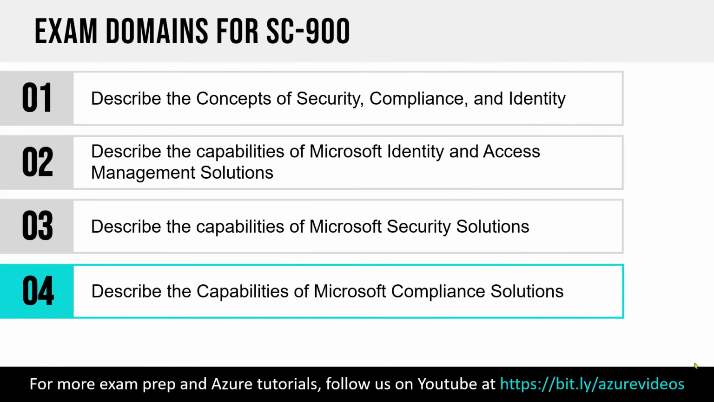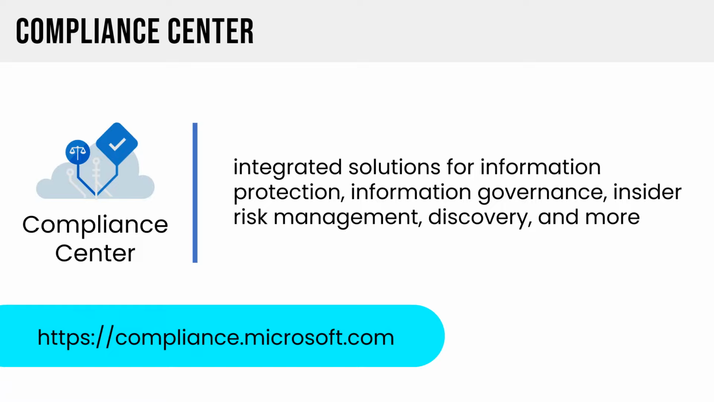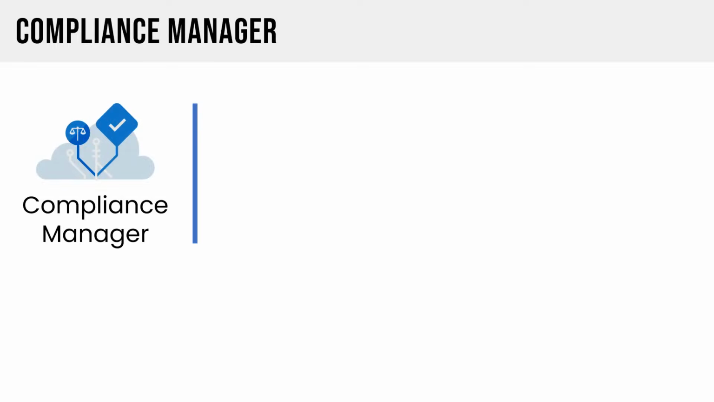So let's talk about Compliance Center. So this is your home for solutions related to information protection, information governance, insider risk management, discovery, and quite a lot more. So all of our information related compliance and governance is happening here. That portal is at compliance.microsoft.com. So hopefully you're seeing a pattern in the URLs here. They're very much descriptive of the function, and Microsoft's direction is really around consolidated portals for all of these functions.